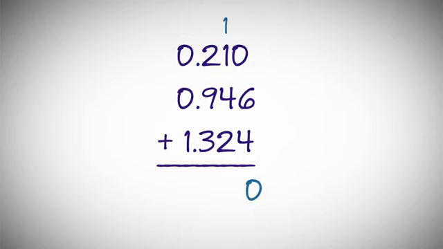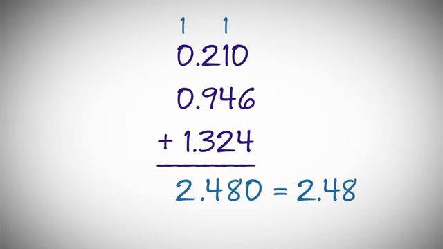We then have 2 plus 4 plus 1 plus that carryover 1, which gives us 8. Our next column is 3 plus 9 plus 2, which is 14. Put down your 4 and carry the 1. And then our last column is going to be 1 plus the carryover 1, so 2. Final answer is going to be 2.48.